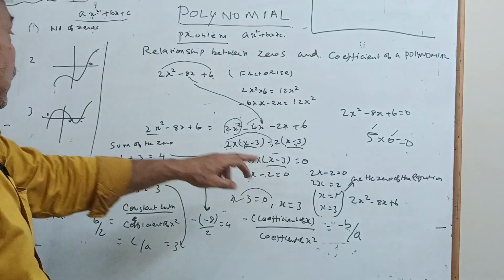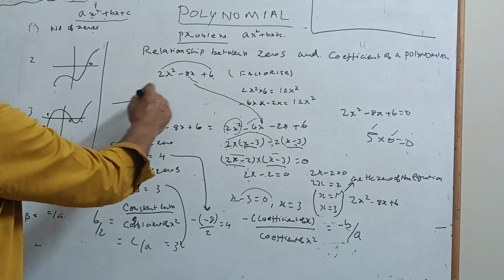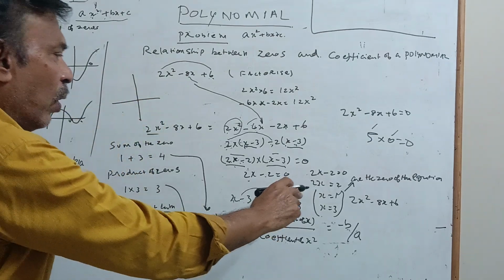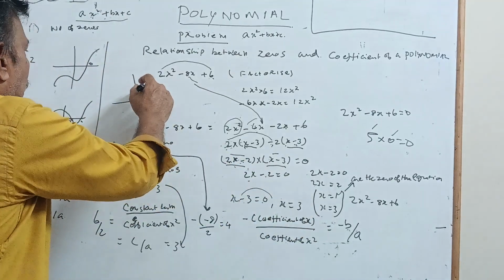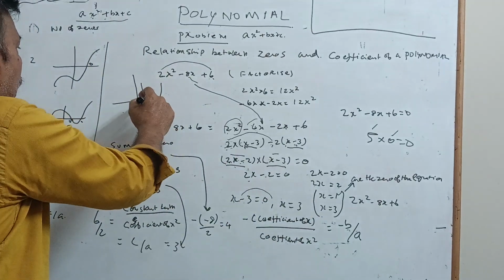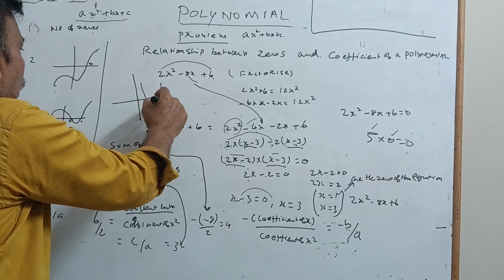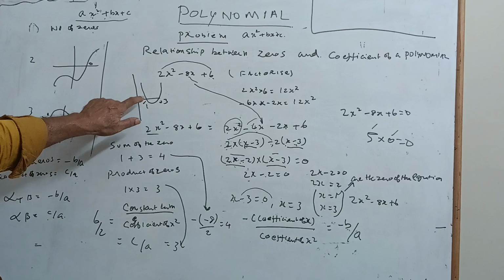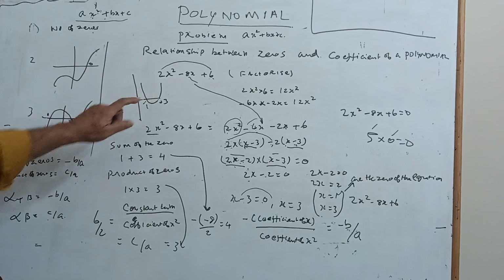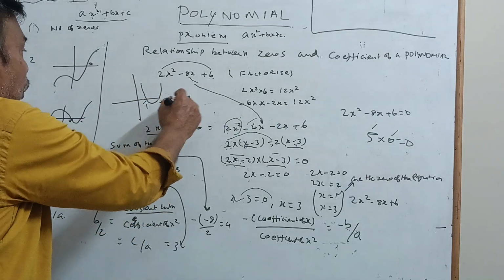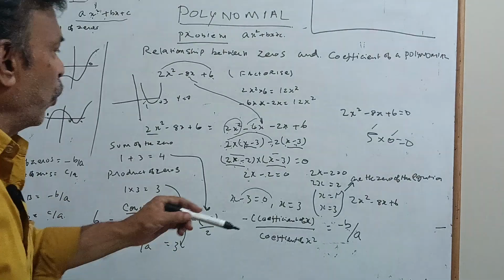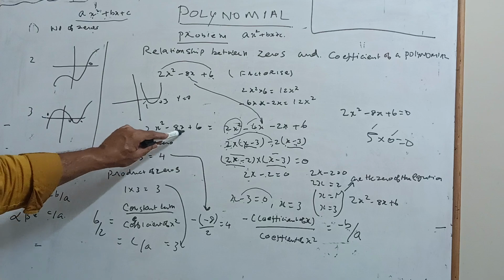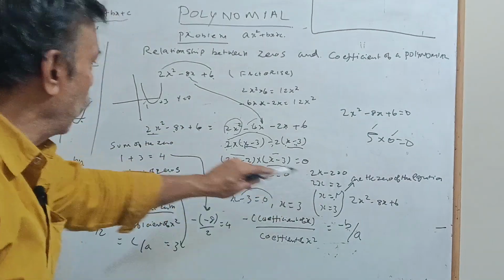So these are the points where there is an intersection point. If you find the graph, it cuts at 1 and 3. Got the point? At these points, y becomes 0. So you can also check. You put x is equal to 1 in the equation 2x squared minus 8x plus 6.